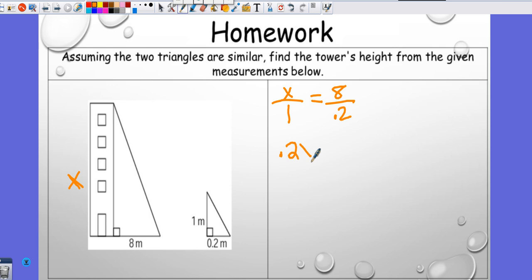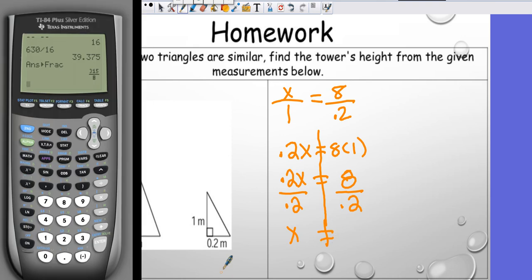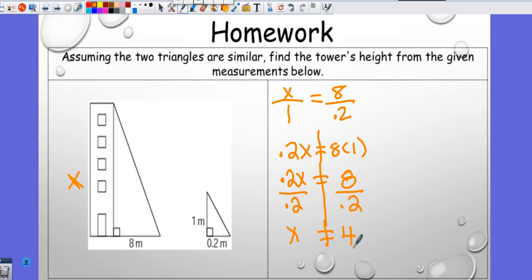So I get 0.2x. And I'm going ahead and putting the x on the left side so I don't have issues when I get ready to solve this equation. It's on the correct side, and I don't have to keep moving stuff around. So we're going to divide by 0.2. X equals, and hopefully this is baby math for you at this point. Hopefully you are knocking these proportions out the ballpark. So x equals 40. So we're going to say x equals 40 meters.